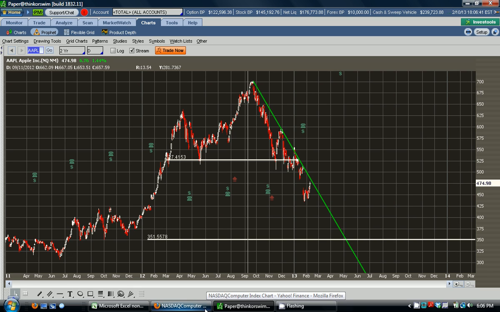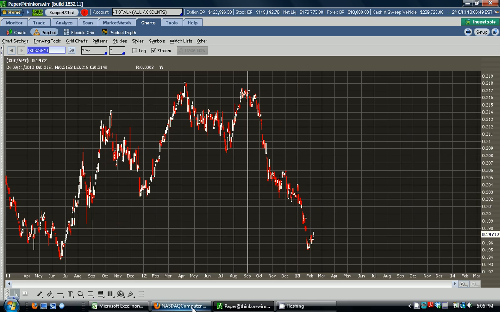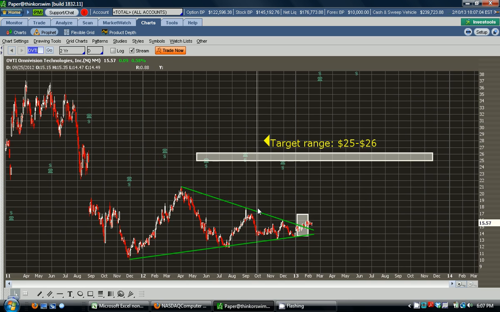Even if I do XLK over SPY, like a ratio chart, you see that technology has underperformed the S&P since April of last year, and just this year has been getting absolutely hammered. So Omnivision itself, it's kind of like a semiconductor stock, but because it's so involved in the computer stocks, that's the actual people that demand their products, it's included in the NASDAQ Computer Index.